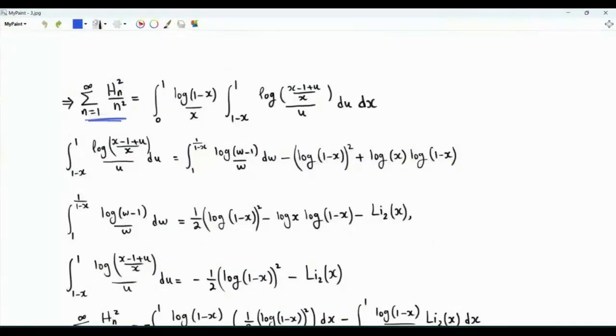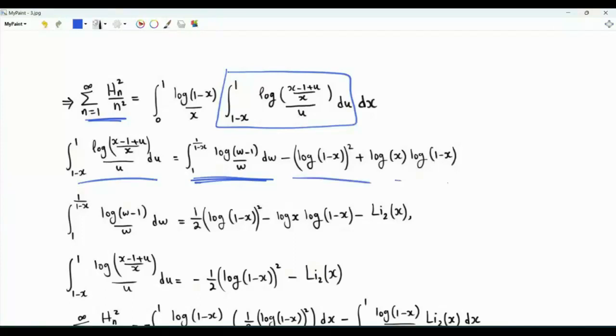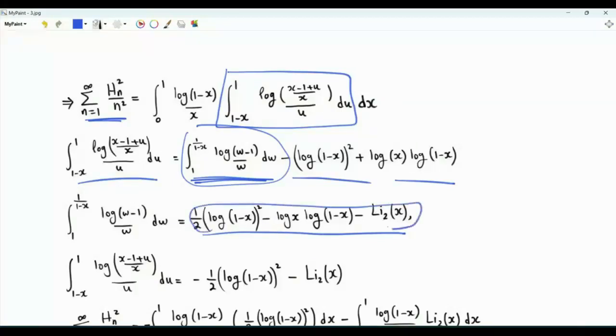Let's examine our situation. This is our sum of interest. We started by representing it as a double integral. We focused on this integral here. We have shown that this integral is the integral from 1 to 1 over 1 minus x of log w minus 1 over w dw, and then these two terms. This integral can be written as these three terms, including the Dilogarithm function. So let's take these three guys and put them in place of this integral.